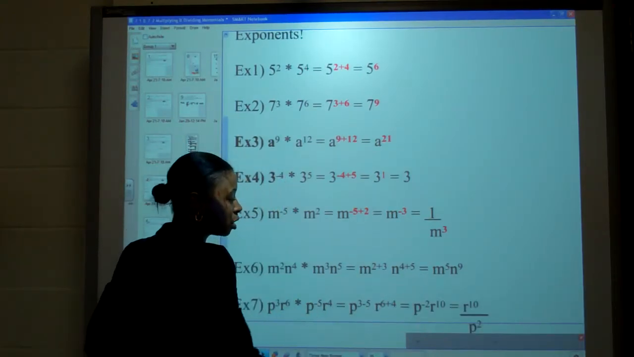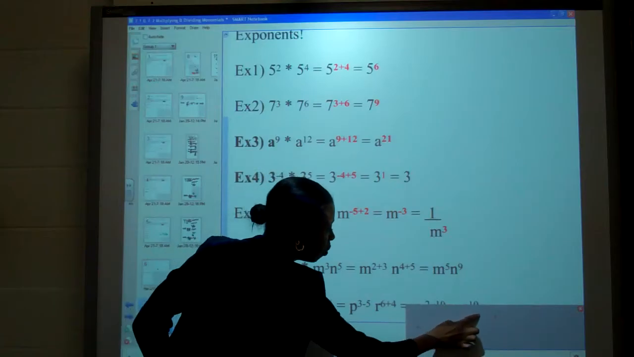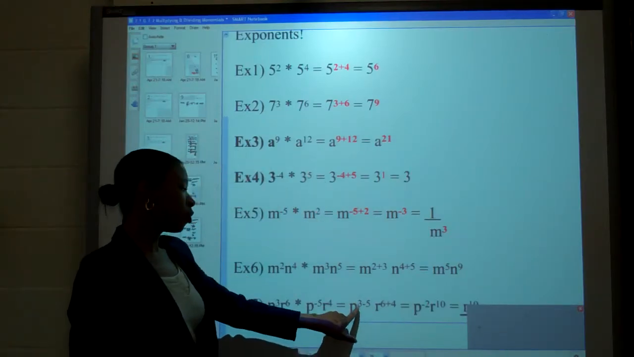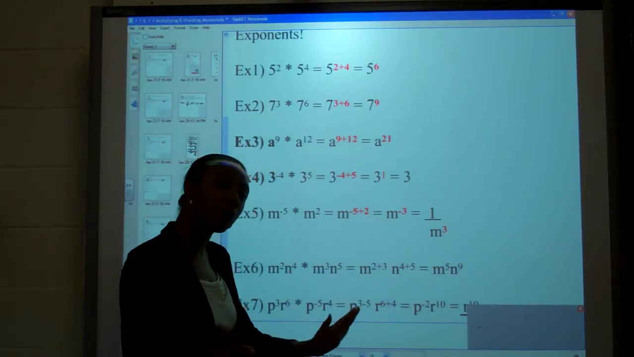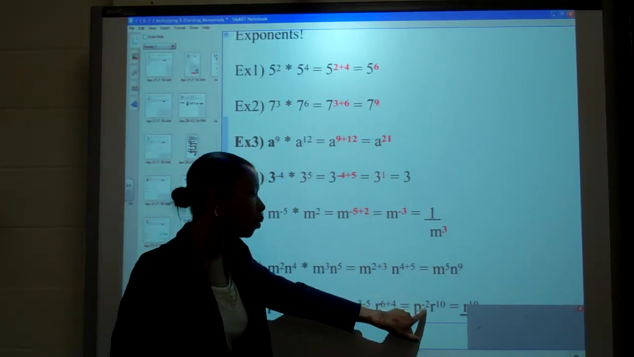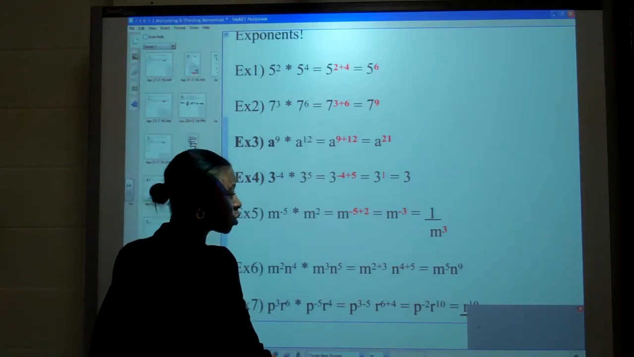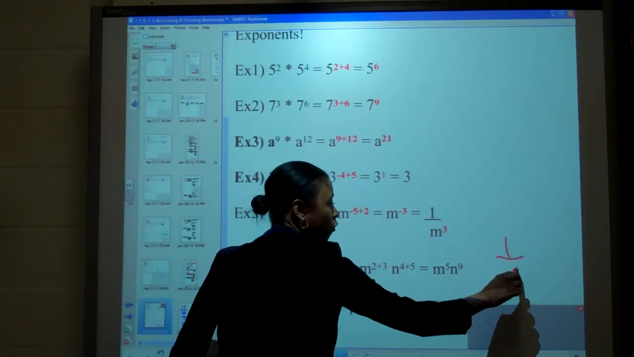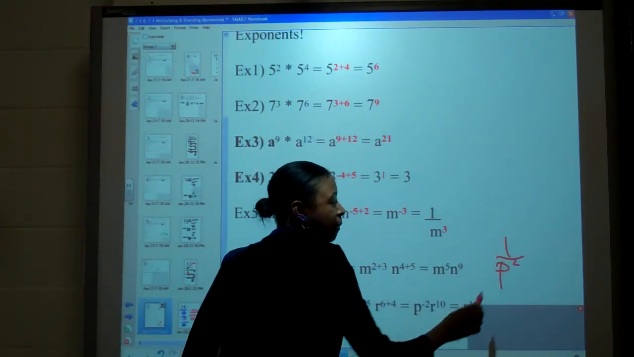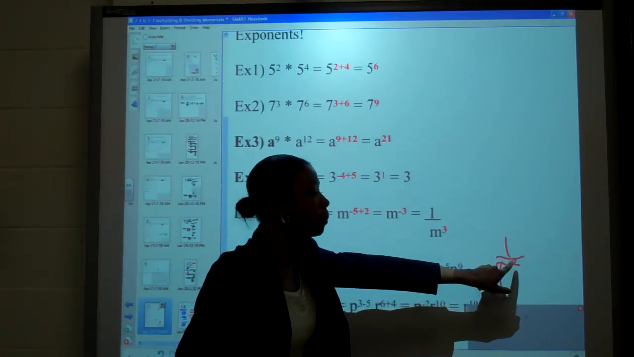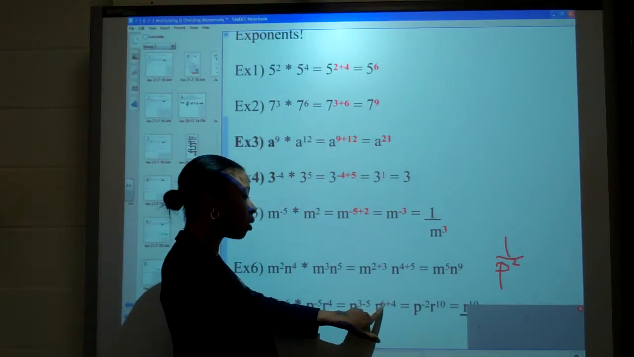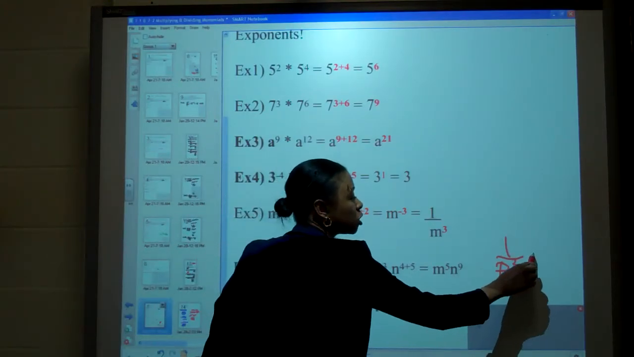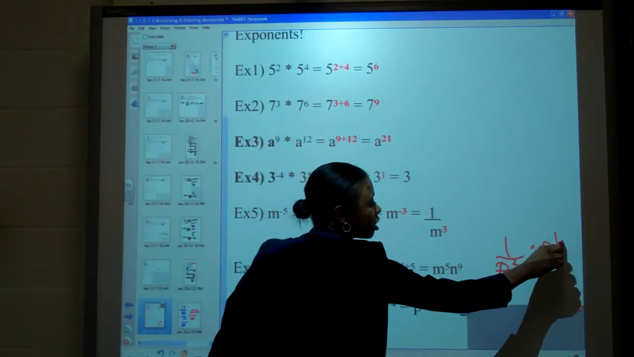What's our final answer going to be? We're going to have p raised to the 3 minus 5, which is p to the negative 2 power. Remember, we don't like negative exponents. So how do we get rid of that? That's going to be 1 over p squared. I make that exponent positive by putting it in the denominator, times the r raised to the 6 plus 4, so times r to the 10th power.